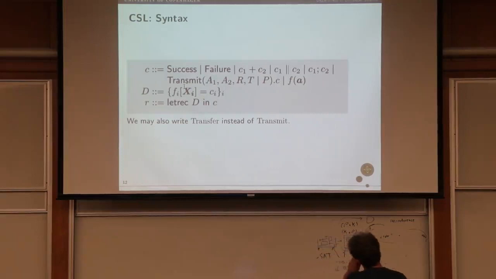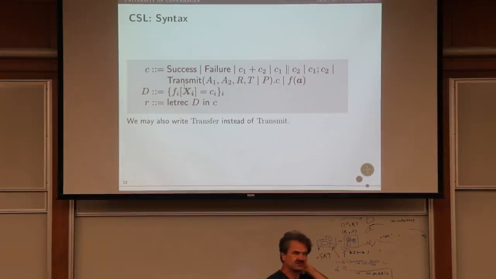C1 semicolon C2, so C2 after C1, just means that we're looking for an event sequence that first satisfies C1, so yes, it comes into a success state, and after that we're not done, because after that we are looking for an additional event sequence that satisfies C2.